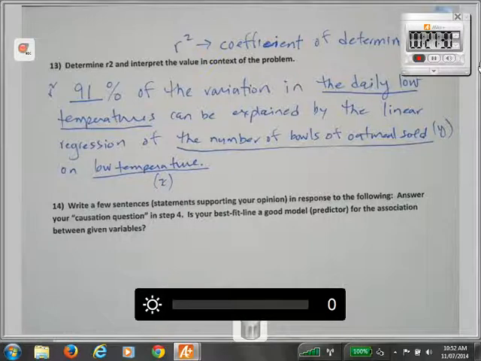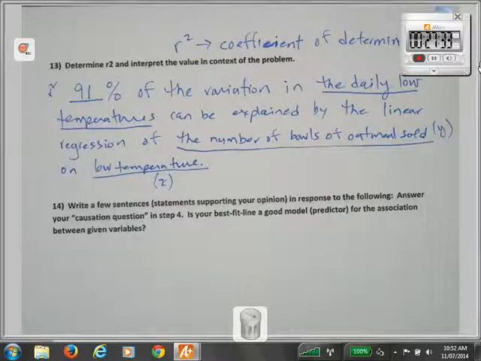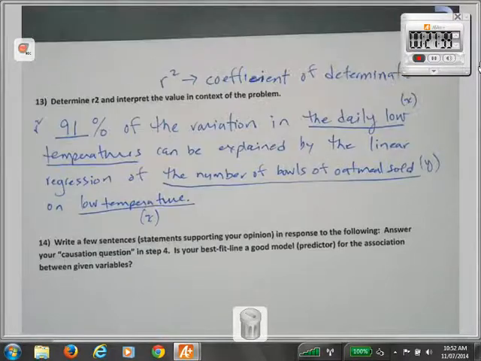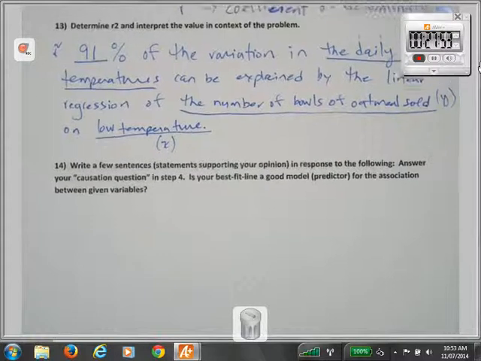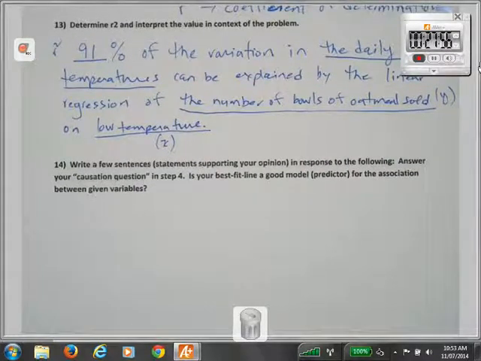Okay, you got this? All right, we are almost ready to answer a question here that is our conclusion. Back to step 4. So in the conclusion part, it says write a few sentences, statements supporting your opinion in response to the following. We need to go back and answer our causation question in step 4. And then we need to determine whether the best fit line, that's our linear regression, is a good model or predictor for the association between the two variables.